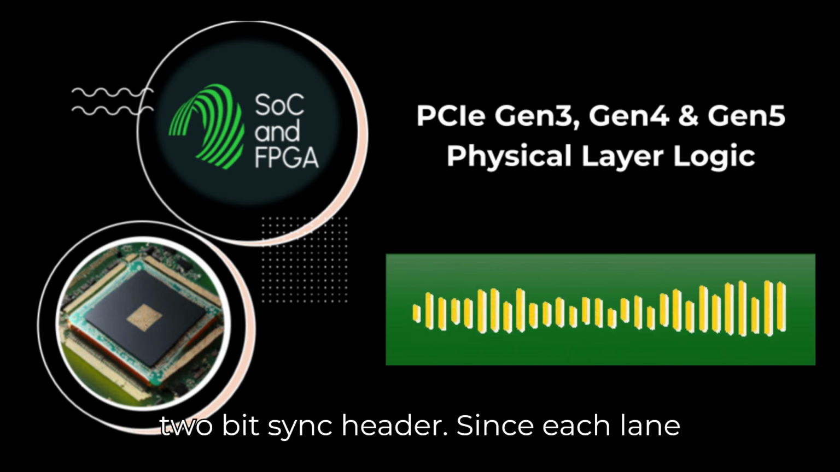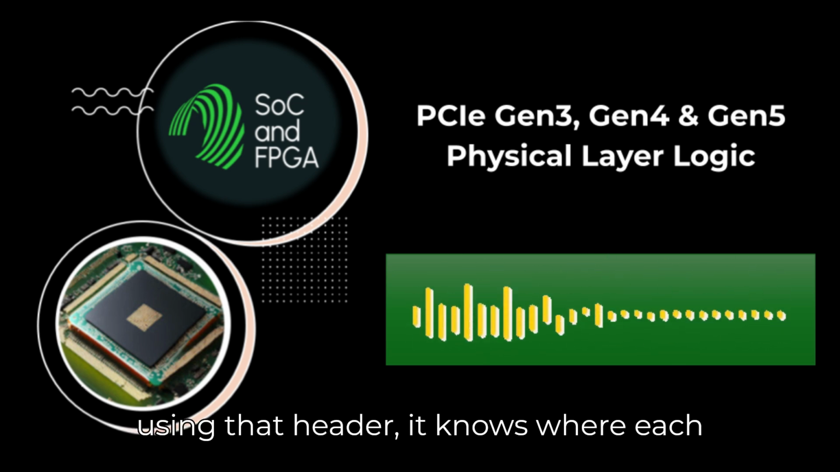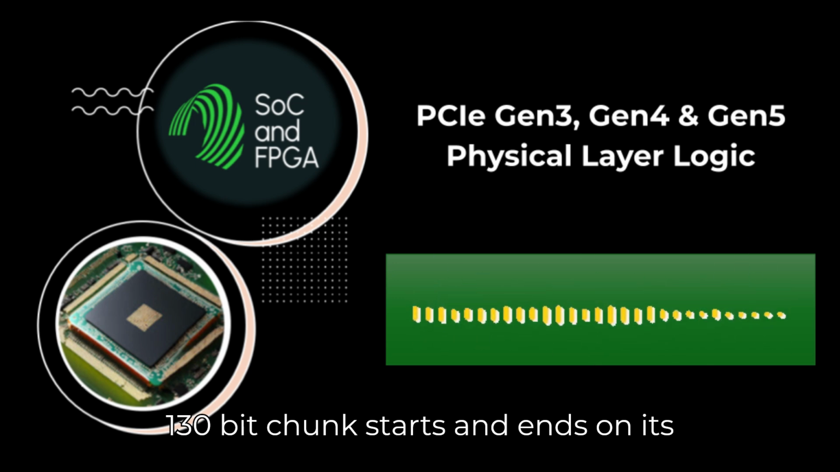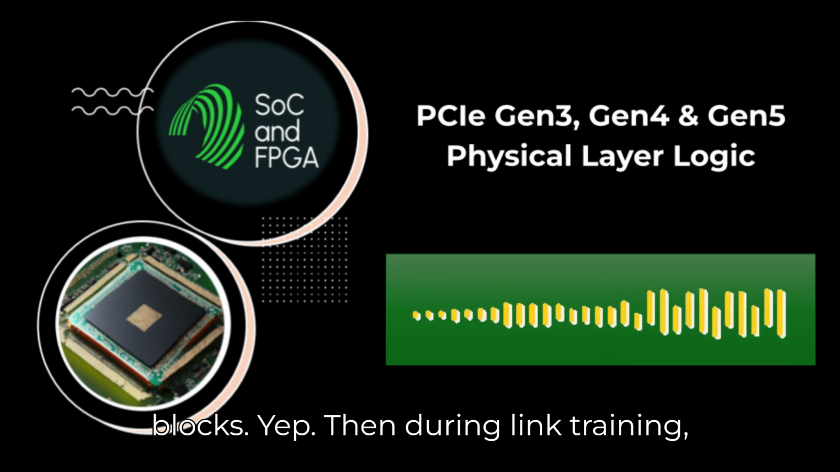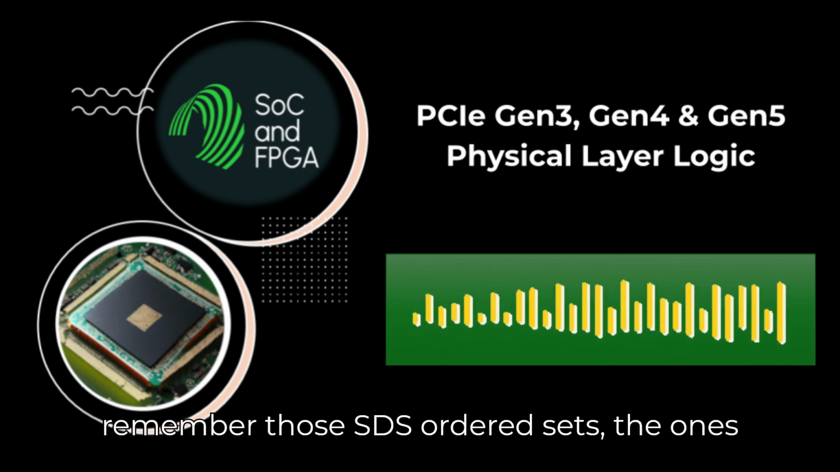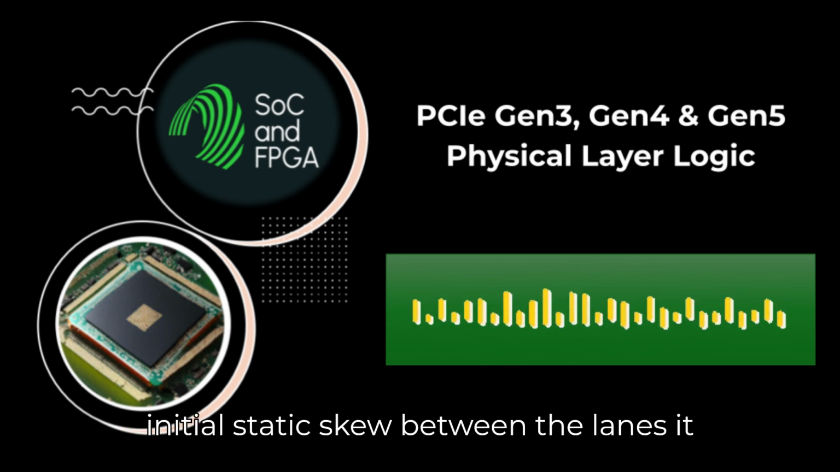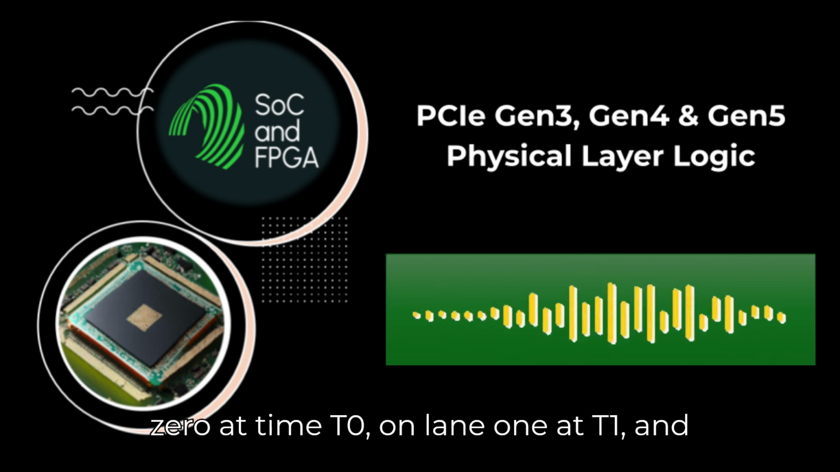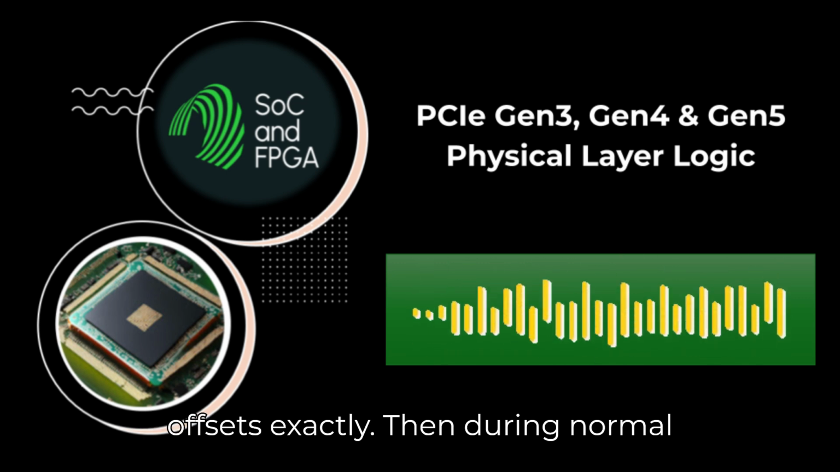What else? They use the 2-bit sync header. Since each lane detects block boundaries independently using that header, it knows where each 130-bit chunk starts and ends on its specific lane. So each lane finds its own blocks. Yep. Then, during link training, remember those SDS ordered sets, the ones with the lane and block numbers? Yeah. The receiver uses those to figure out the initial static skew between the lanes. It sees block N arrive on lane 0 at time t0, on lane 1 at t1, and so on. That gives it a baseline measurement. Establishes the starting offsets. Exactly.